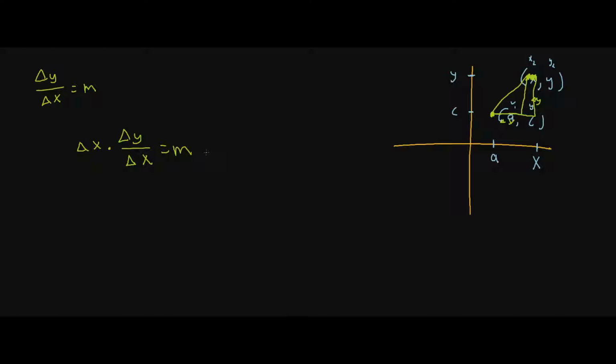It's kind of tricky, but what we're going to do is multiply delta x to both sides. I know it looks very weird, but that's what we're going to do. And now we're going to get delta y is equal to m times delta x. Alright? Well, delta y is our change in y, right?